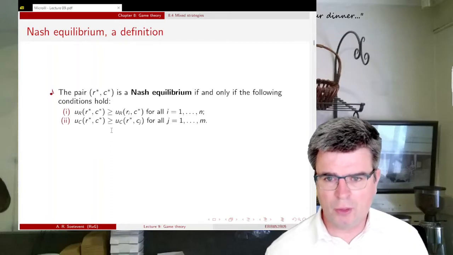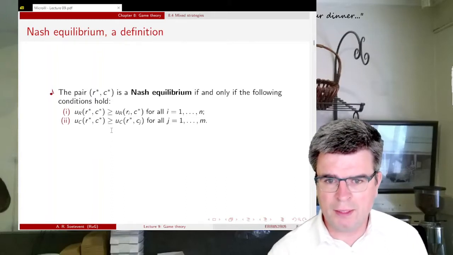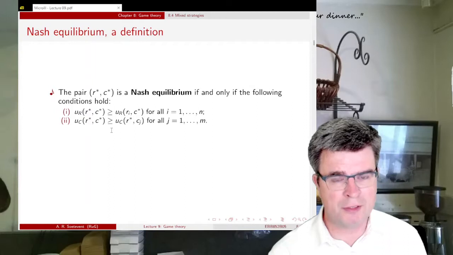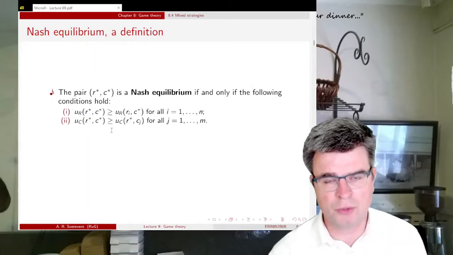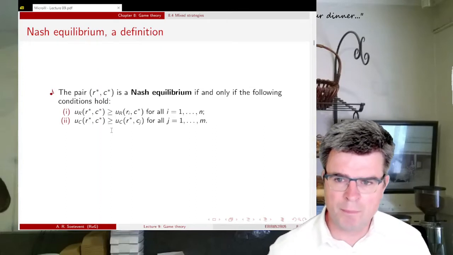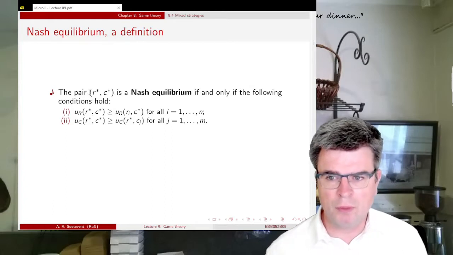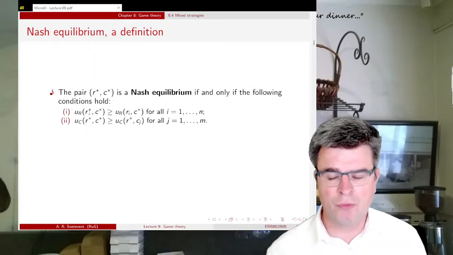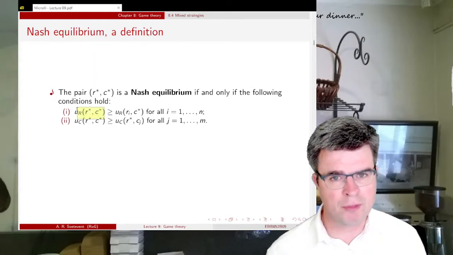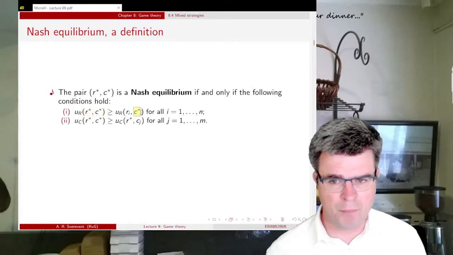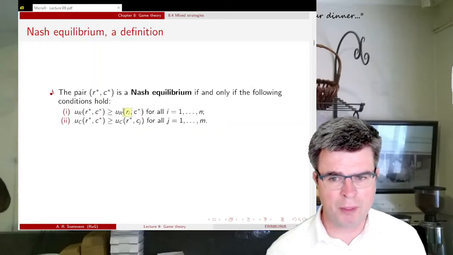So the formal definition of a Nash equilibrium is that it's a pair of strategies such that none of the players has an incentive to deviate from his or her strategy given the strategy of the other players. So formally, the pair of strategies R star, C star is a Nash equilibrium if for both players it holds that the payoff of playing this pair of strategies is at least equal to the payoff if, given what the other player does, one of the players were to deviate.